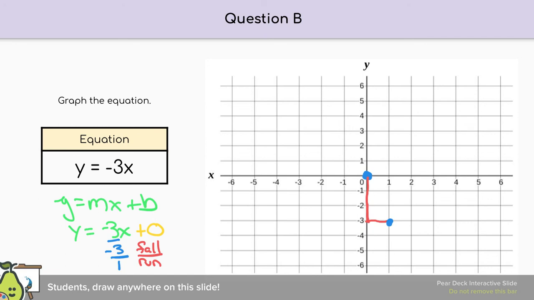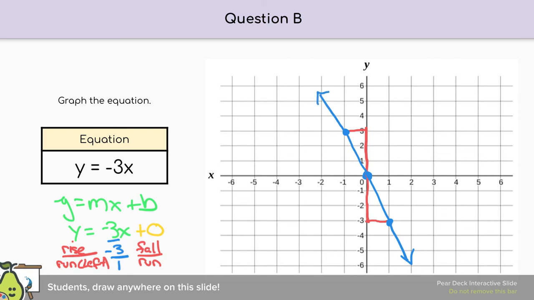Now another option you could do is instead of falling and running, you can rise. But then when you run, you're going to run to the left. So if I was to rise 3, 1, 2, 3, and then run 1 to the left as my negative move, as we can see, the points still fall perfectly on our line.